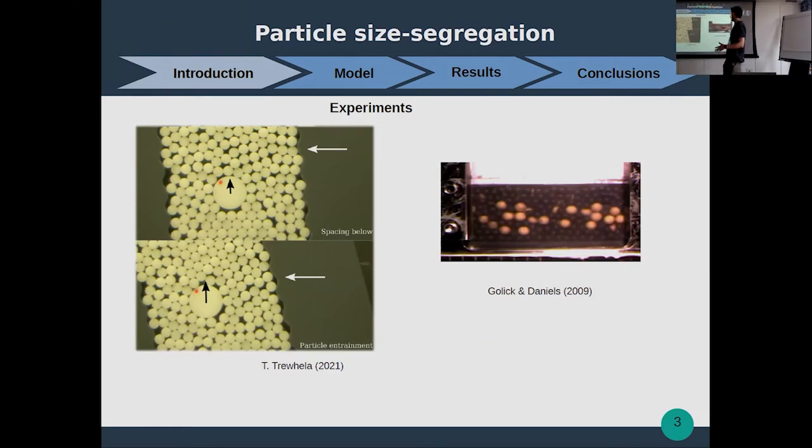Here there's a video that we cannot play, unfortunately, because it's a PDF. But what they did in this experiment is they placed the orange particles that were larger in this Couette flow, and they were initially placed at the bottom, while the small particles, the black ones, were placed on top. And when they sheared it, all the big particles went up.